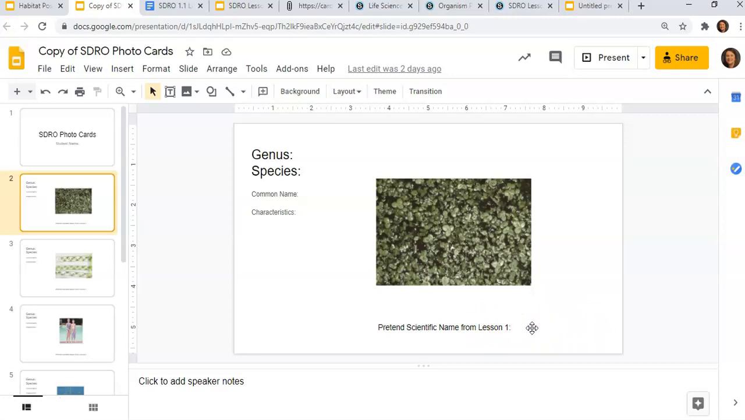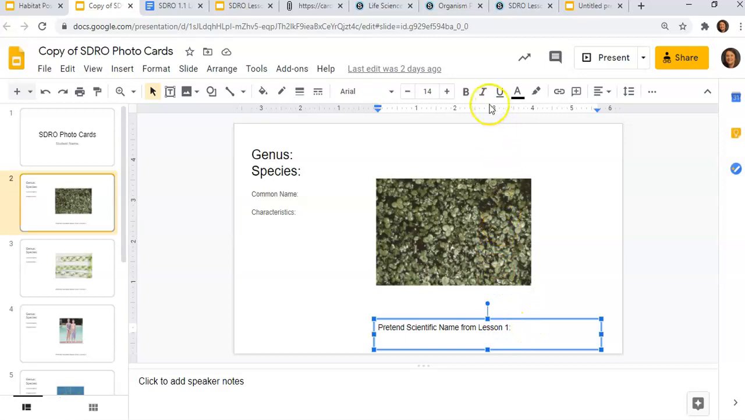Now remember the rules about writing a scientific name. The genus name should start with a capital letter. The species name should all be lowercase. And it should be typed in italics. So if I was going to type it right here, I would click on italics. And see in my menu bar up here, if I was going to type it in italics, I would click on that slanted I, and it would make my word italicized.